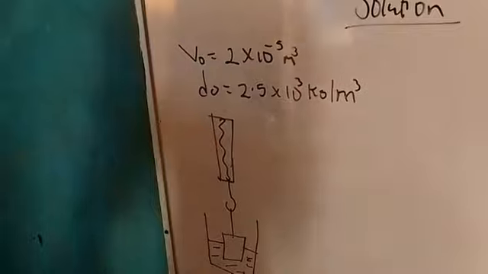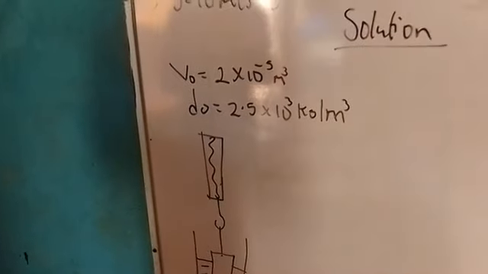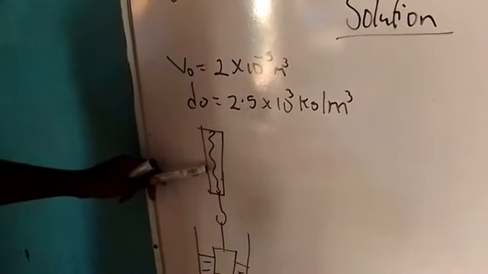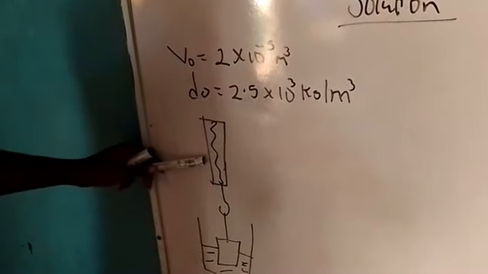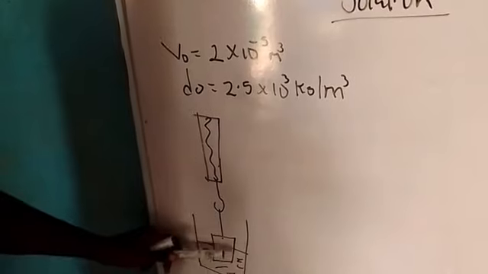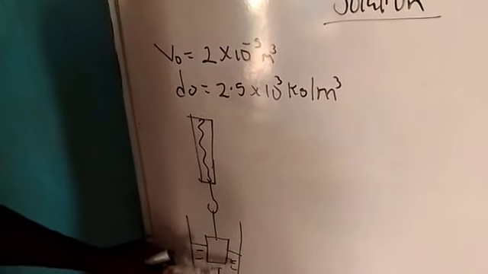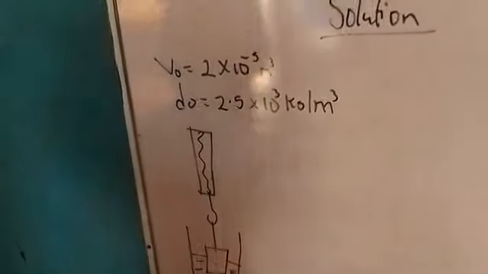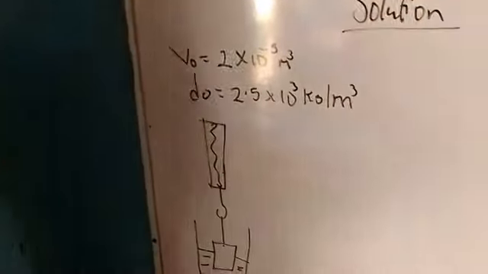The density of the object is 2.5 times 10 to the 3 kilogram per meter cube, and then it is suspended from a spring balance with half of the volume of the object immersed in water. And then they're asking me what is the reading of the spring balance.